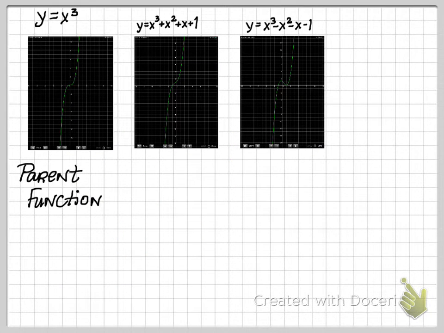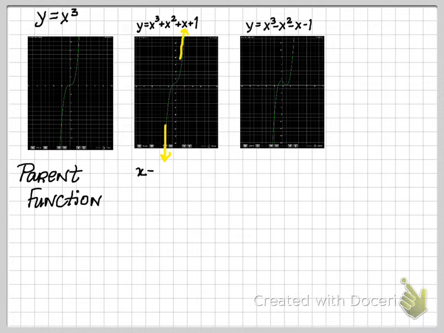Okay, on this slide you can see the parent function and two other functions where I messed around with it to figure out what would happen. So in the center, I don't see much difference. I do see that the end behavior is the same, where as I go to the right with my x's, I'm going up with my y's. As I'm going left with my x's, I'm going down with my y's. And that's all you can really get out of that.